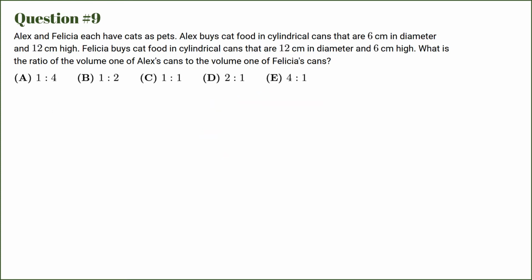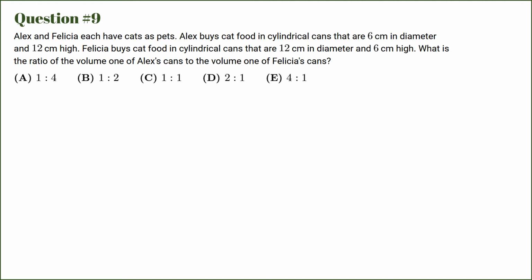Question 9 states, Alex and Felicia each have cats as pets. Alex buys cat food in cylindrical cans that are 6 centimeters in diameter and 12 centimeters high. Felicia buys cat food in cylindrical cans that are 12 centimeters in diameter and 6 centimeters high. What is the ratio of the volume of one of Alex's cans to the volume of one of Felicia's cans?